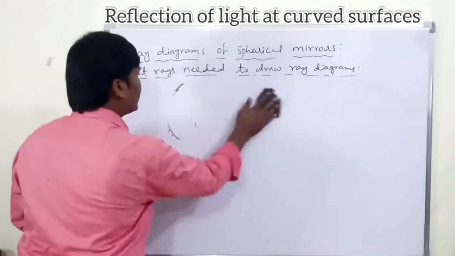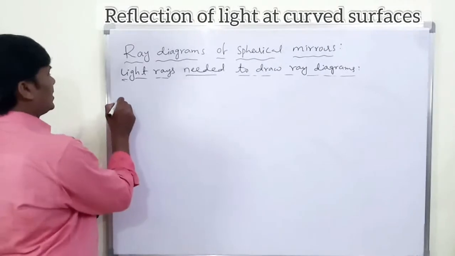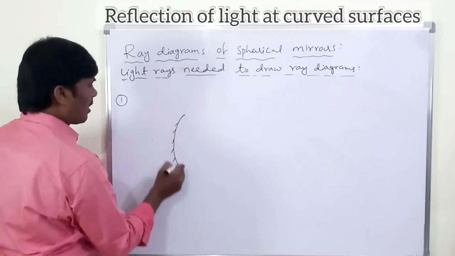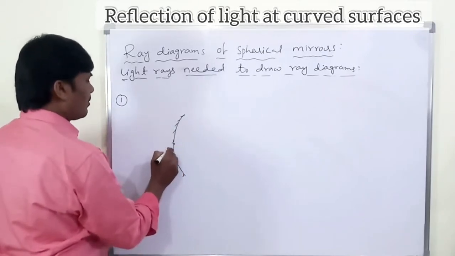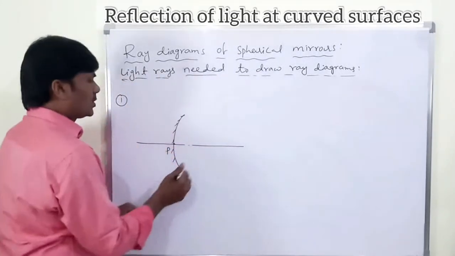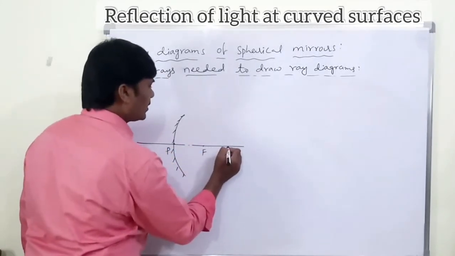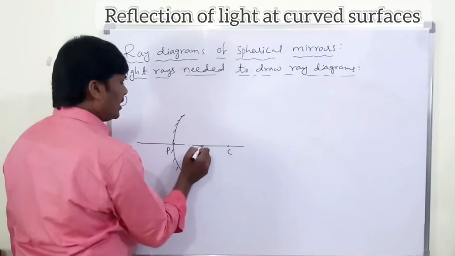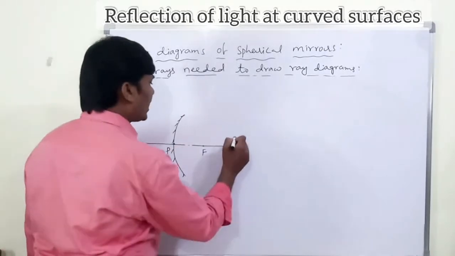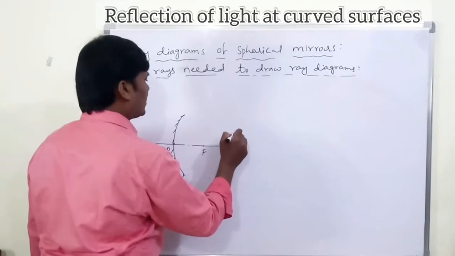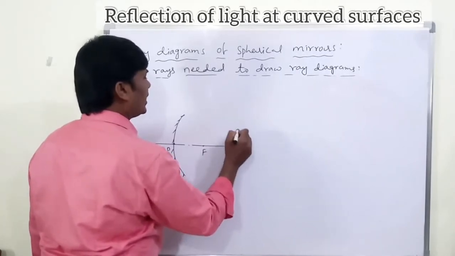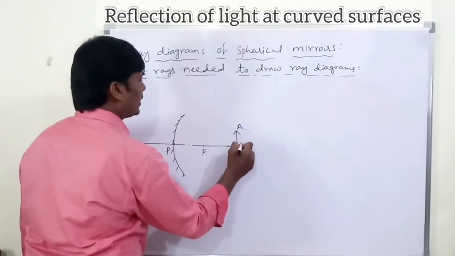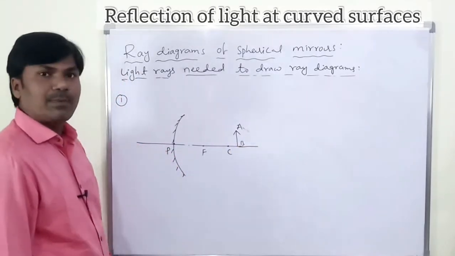Instead of taking a candle, let's take an object. First I will take the concave mirror, understand? So this is the pole. We can see this is the focus and the center of curvature. We already discussed that the focus is exactly midway between the pole and the center of curvature. Now let's take an object, say a burning candle or something else. AB is the object, kept on the principal axis.